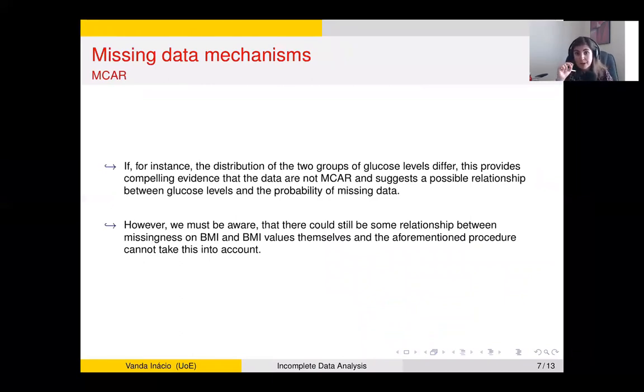However, we must be aware that this procedure cannot take into account whether the missingness on BMI is related to the BMI values that are missing. So we have no way to test that. So basically we can only partially verify whether missing completely at random is reasonable or not.